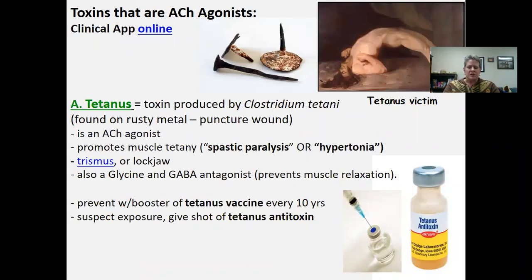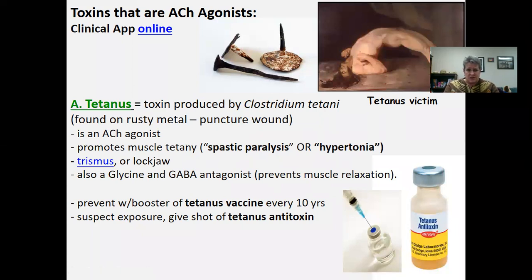Now, we're going to talk about some toxins other than things like sarin gas or organophosphate pesticides. And these are going to be other things. So toxins that are acetylcholine agonists cause more of an acetylcholine-like activity. So I've got a clinical app online for this. I'll let you look at that on your own. But tetanus is a bacterial toxin. It's caused by Clostridium tetani. You probably learned it in microbiology. Now the bacteria itself is not a problem, but the toxins that it releases into your bloodstream is.